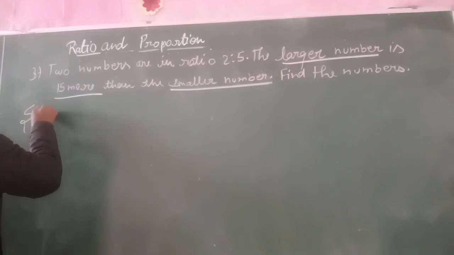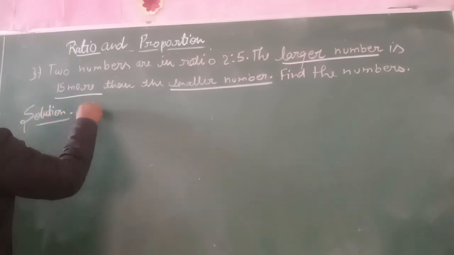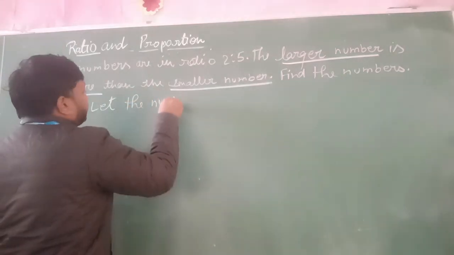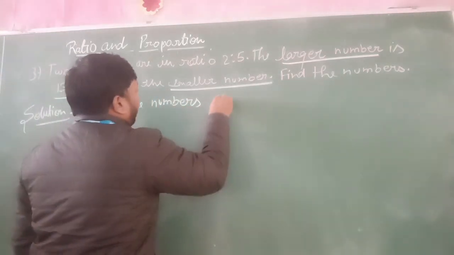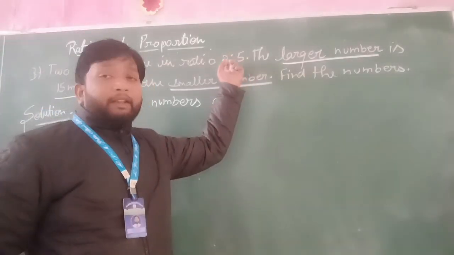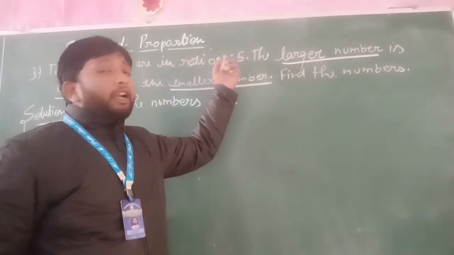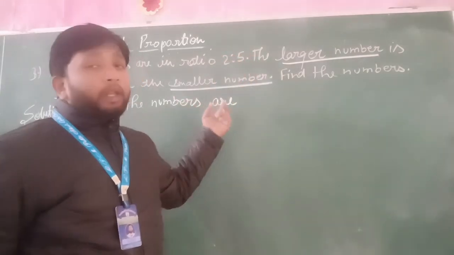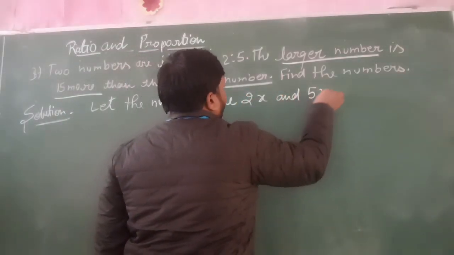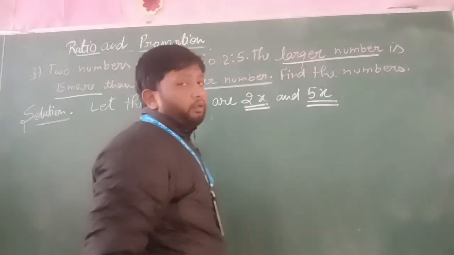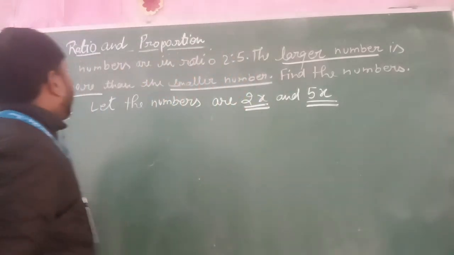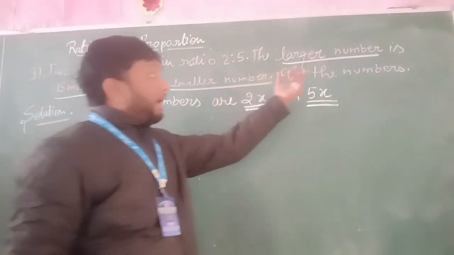While solving this, we will write: let the numbers be... The ratio is given as 2:5. So here we assume the numbers as 2x and 5x. So we have assumed the first number is 2x and the second number is 5x. What is given more? They have given that the larger number.